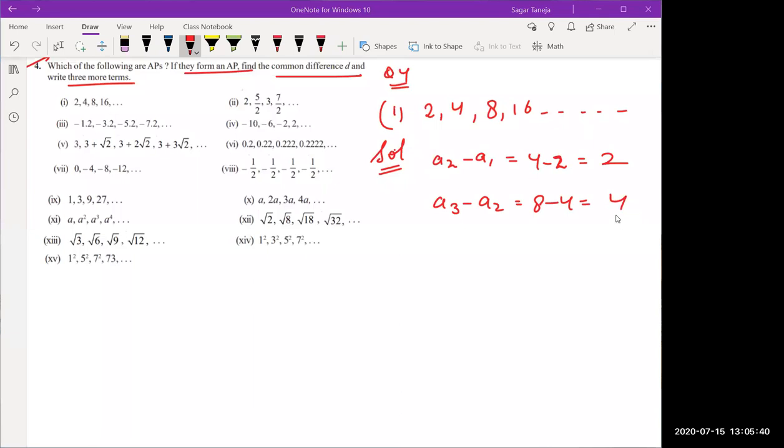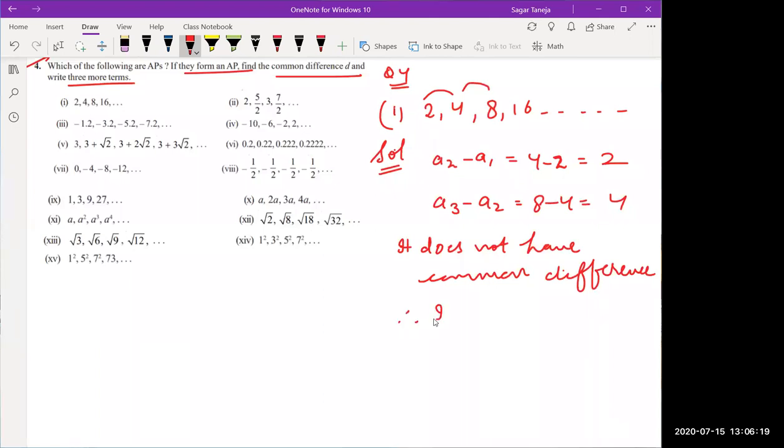And if you see this, the difference between the first 2 terms and the difference between the second and third term are not the same. We'll write here that it does not have a common difference. So the series does not have a common difference. Therefore, it is not an AP.